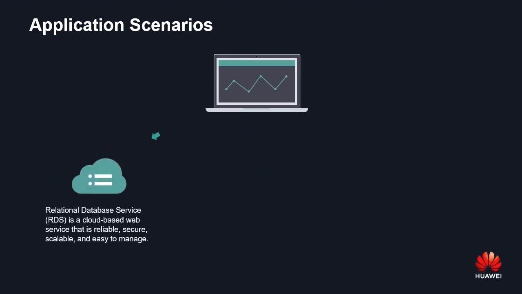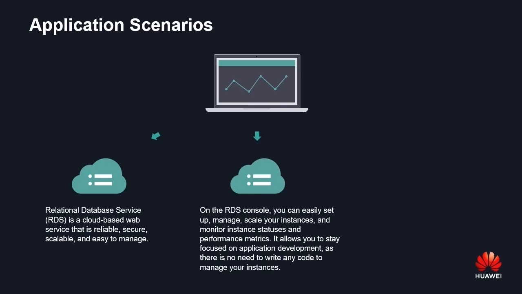Relational Database Service is a cloud-based web service that is reliable, secure, scalable, and easy to manage. On the RDS console, you can easily set up, manage, and scale your instances, and monitor instance statuses and performance metrics. It allows you to stay focused on application development, as there is no need to write any code to manage your instances. This video demonstrates how to buy and log into an RDS instance.